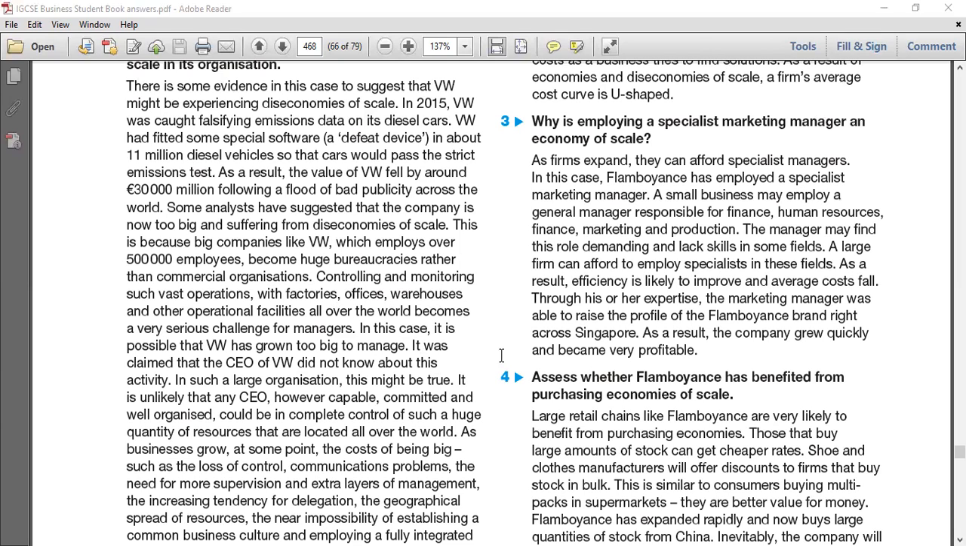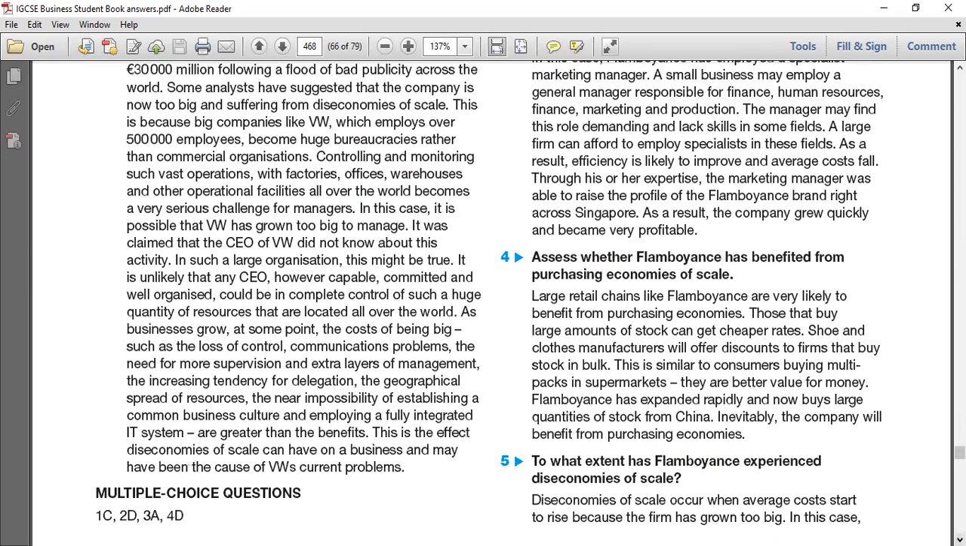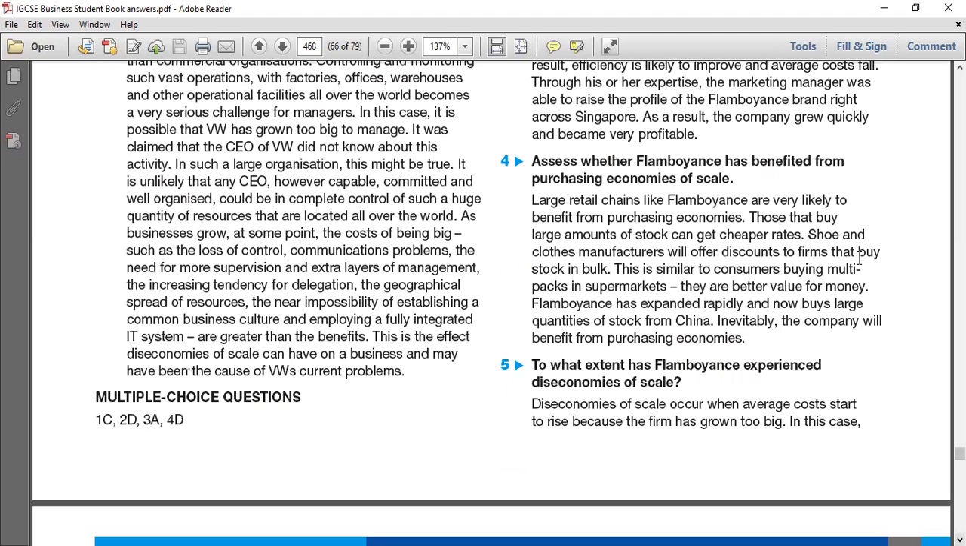The fourth question is an assess question. Normally, this is like an evaluate question, but a small one, where the answer is not that big. Assess whether Flamboyance has benefited from purchasing economies of scale. Sometimes for an outline question we can say analyze question. 2-mark question, this is enough.